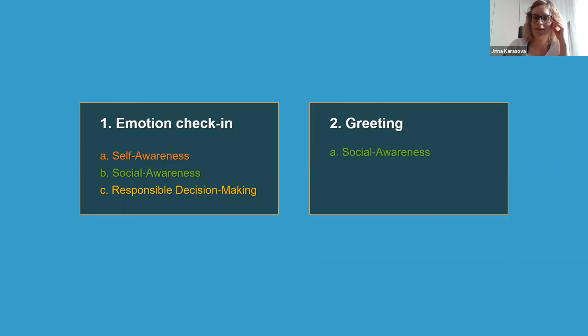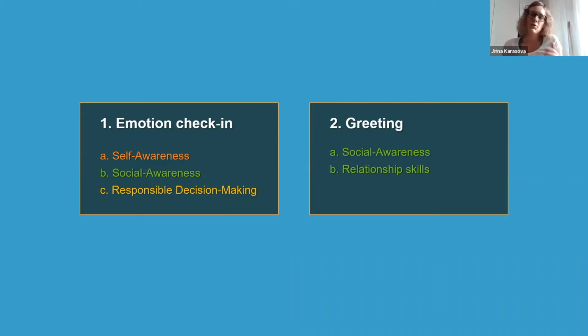Okay, so it definitely promotes social awareness, because we see the diversity of the physical contact, the diversity of how people greet, and we respect that. And then the second one is relationship skills, because we engage with our classmates, we build relationships in the group, which is definitely important for their well-being and for their learning.